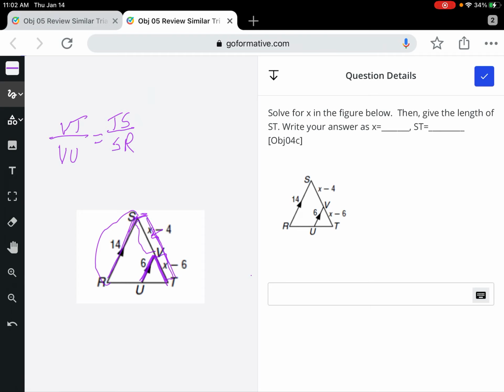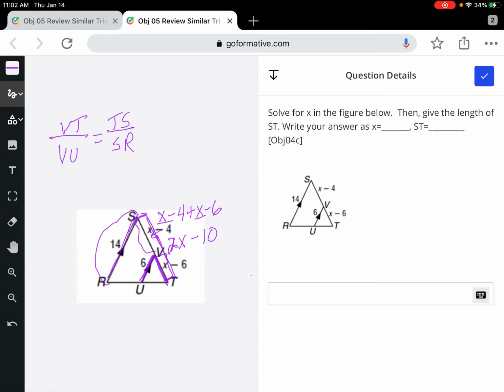It's not going to have that same relationship because you're missing a whole part of the side. So one of the first things you need to do, and you need to do it properly, I did it improperly the first time, is you actually need to add these sides. You need to add x minus 4 plus x minus 6. X plus x is 2x. Negative 4 plus negative 6 is negative 10.